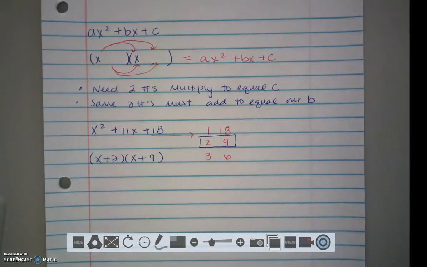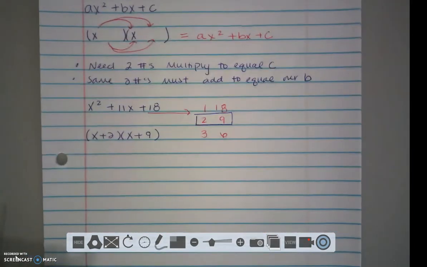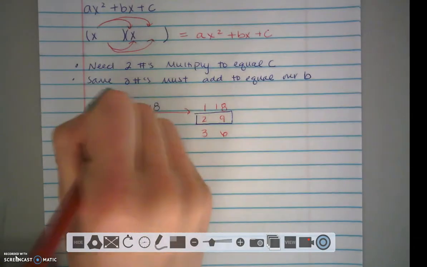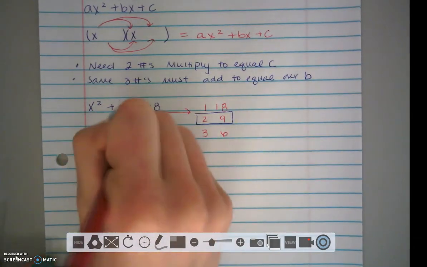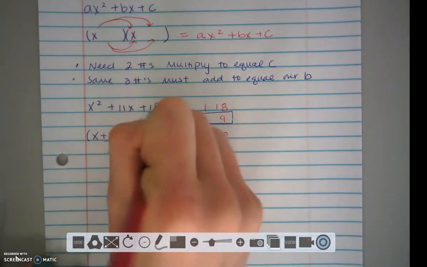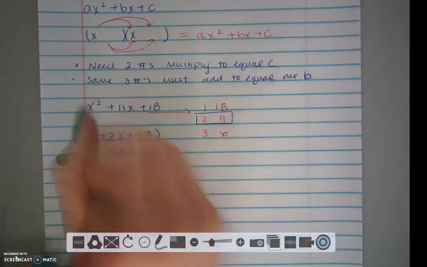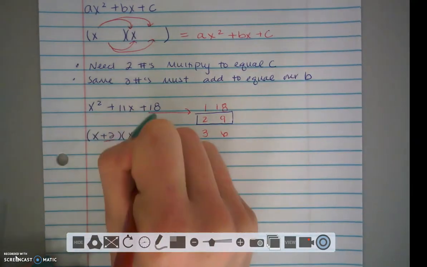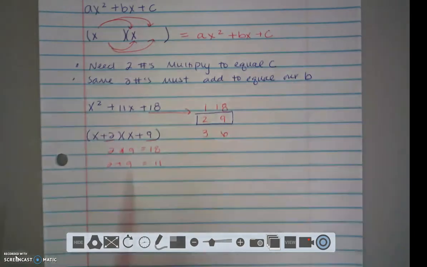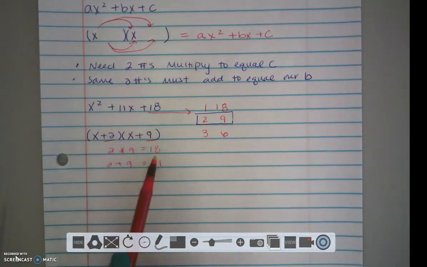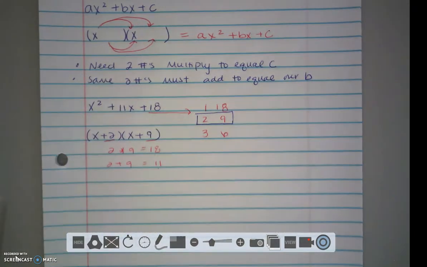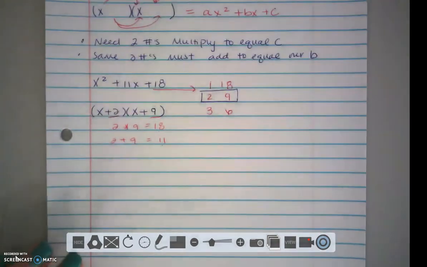The way you can double check yourself is to look at these numbers. 2 times 9 equals 18, and 2 plus 9 equals 11. That's my b value. 18 is my c value. So we've successfully found our factors. Let's try another one.